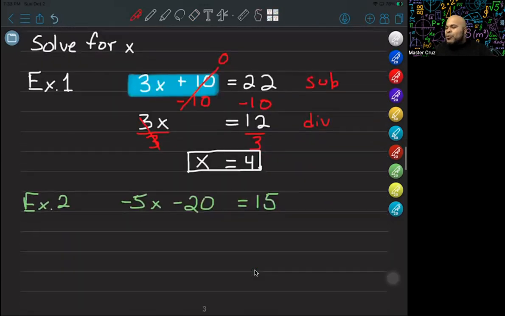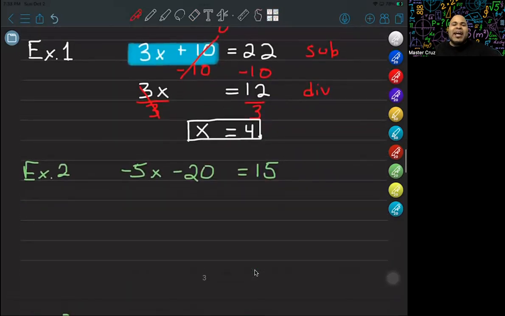Let's repeat the pattern with example 2. If I have negative 5x minus 20 equals 15, well, I have some negatives in there, but the process is still the same. I'm going to look at the side that has the variable. So I only care about the negative 5x and the negative 20. I'm going to cancel the 20 first. So why is x not by itself? Well, x is being subtracted by 20. The inverse operation is add 20 to both sides. Remember, what I do on one side of the equal sign, I got to do on the other.